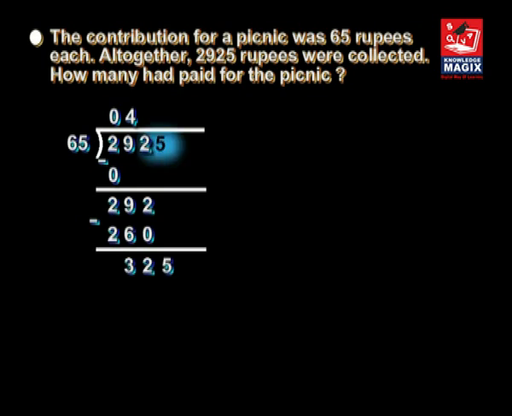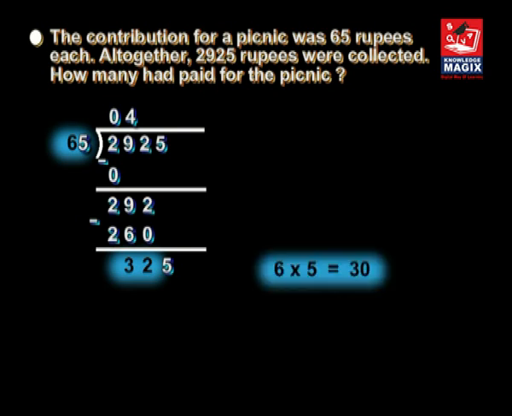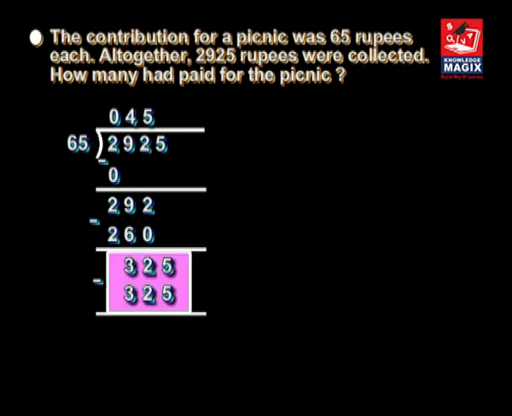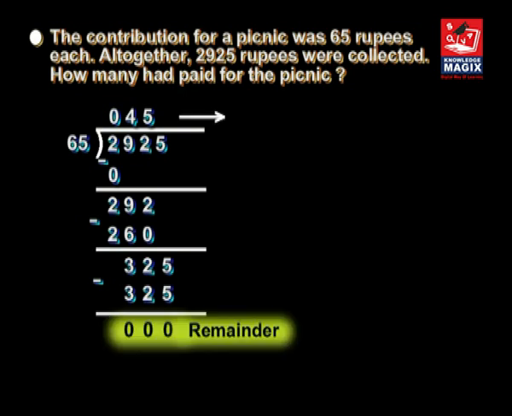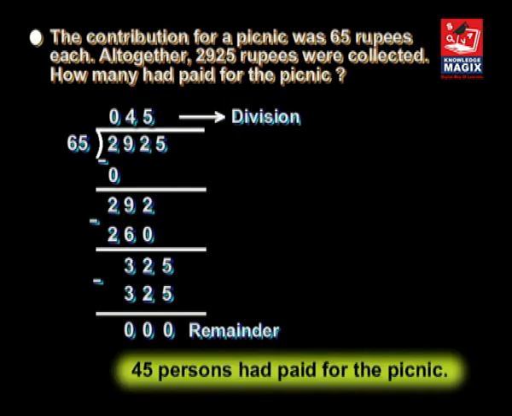Now we'll write down the next digit 5. So 325 divided by 65. Again we'll consider 32 divided by 6. So 6 5s are 30. That means 65 into 5 comes to 325. So 325 minus 325 is 0. So the remainder is 0 and the division is 45. That means 45 persons had paid for the picnic.